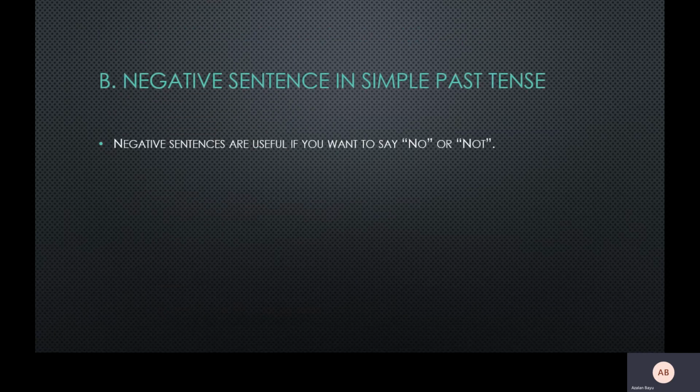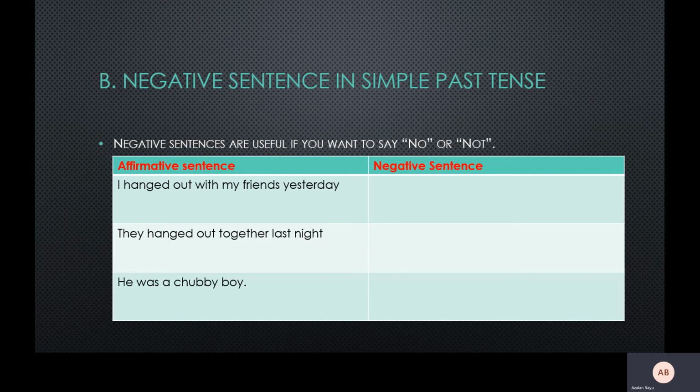Okay, the negative sentence in simple past, I think I have shown it to you, but I just want to explain how to form it. It's very simple. You use did. Okay, for negative sentence in simple present, we use do or does. Alright, but for negative sentence in simple past, we use did. For example, I hung out with my friend. It's actually affirmative in past tense. So if you want to change to negative sentence, it becomes I did not or I didn't hang out with my friend yesterday.